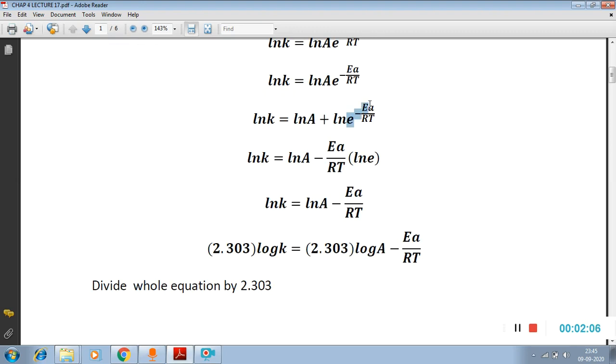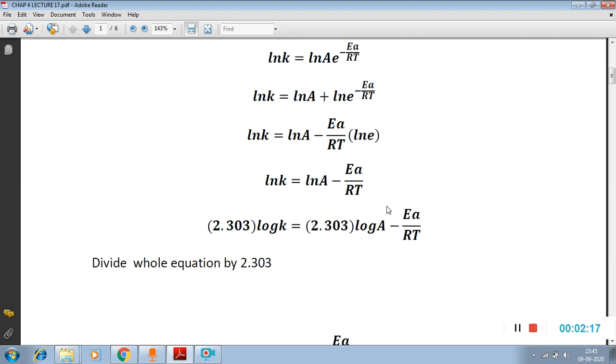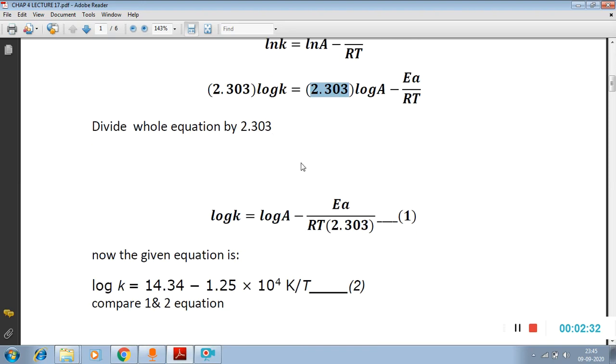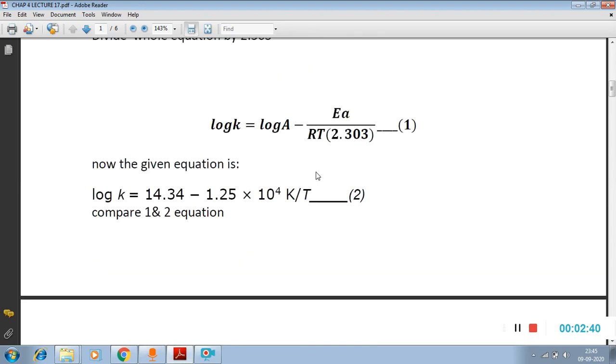Now this minus EA by RT is in power of e, so this value will be in multiplication with ln e. Now ln e is equal to 1, so our equation will be ln K is equal to ln A minus EA by RT. Now convert ln into log, so multiply by 2.303. Now divide the whole equation by 2.303. So you will get log K is equal to log A minus EA divided by RT into 2.303.